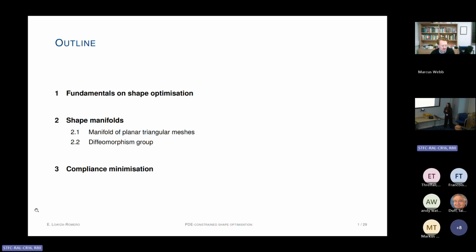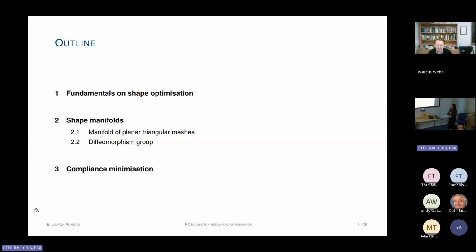Okay, so this is the outline of my talk. Of course, I cannot talk about shape optimization or PDE-constrained shape optimization without talking about the fundamentals first. So I'm going to spend around 10 minutes explaining what I mean by shape optimization, what is the difference between shape and topology optimization, and what is the current usual approach. Then I will go into my view of the problem, which is working on shape manifolds. I'm going to introduce two different manifolds. One is a finite dimensional one, the other one is an infinite dimensional one.